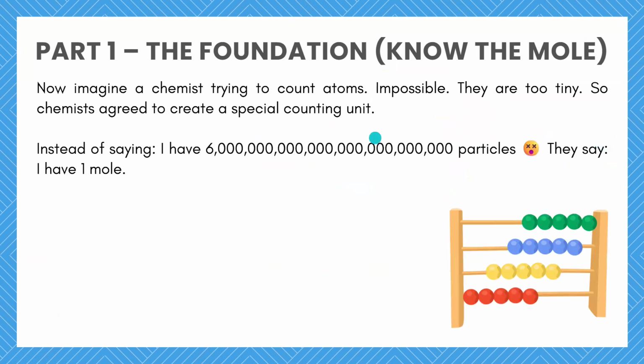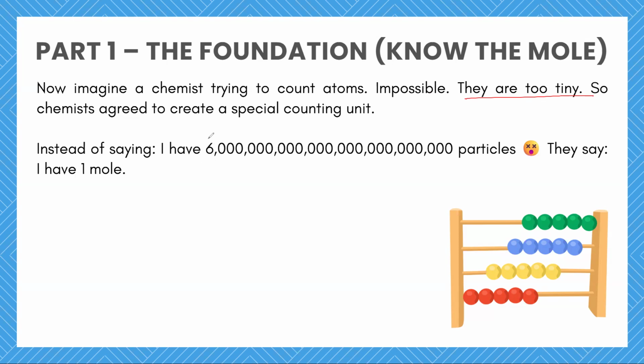Imagine a chemist. Now we're talking about chemistry. Imagine a chemist that is trying to count atoms 1, 2, 3, 4, 5, 6, 7, 8, 9, 10. That will be absolutely difficult. Why? Number one, they are too tiny. You can't see them with your ordinary naked eyes. And secondly, there would be too many for you to count, even if you could see them.